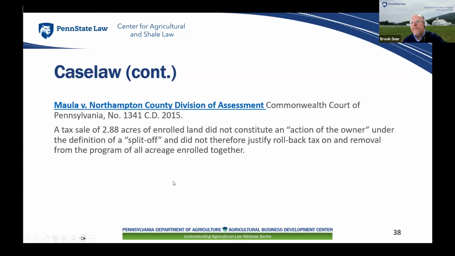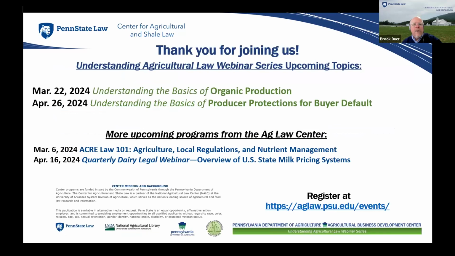There's another case where a guy lost some 2.8 acres in a tax sale, and that was not considered to be a split off. So his other land, something close to 100 acres I think, did not suffer a rollback on the entire set of parcels, just because he ended up letting one 2.8 acre parcel go to tax sale, which seems a little odd. But I think the court was taking a very strict view that it was not an action of the owner, although it was strenuously argued that the failure to pay the taxes was an action of the owner. And that's it. Okay.